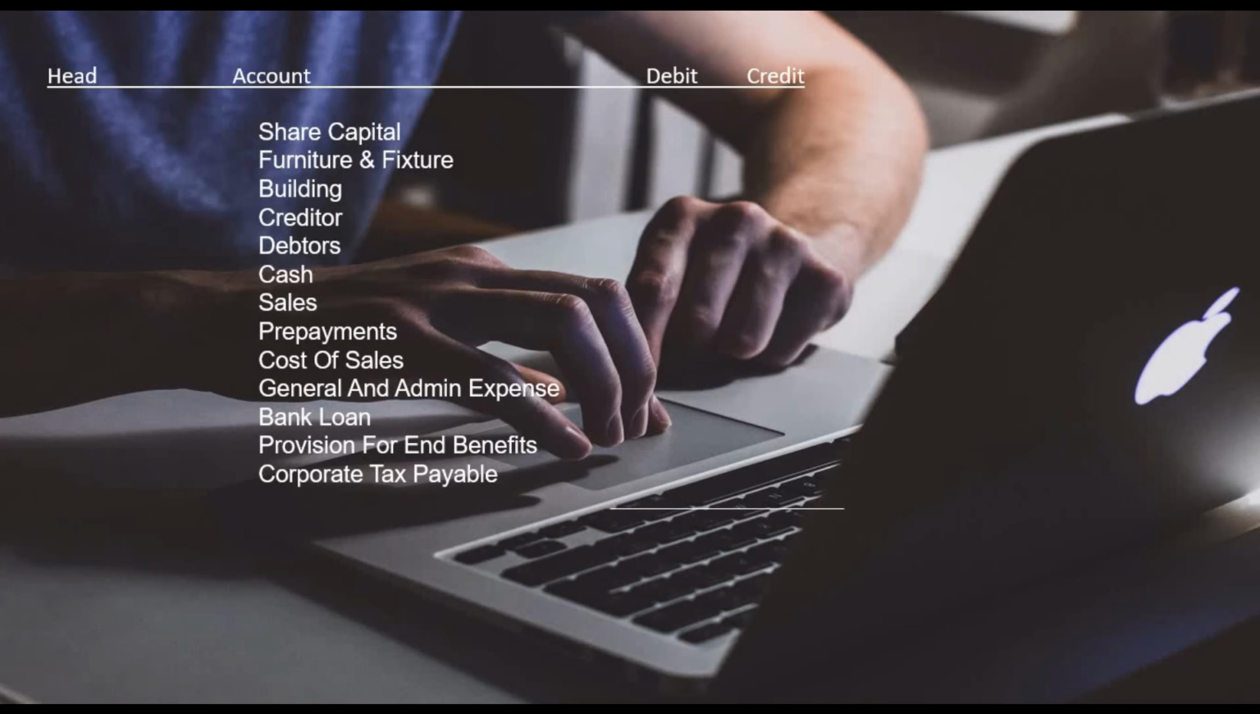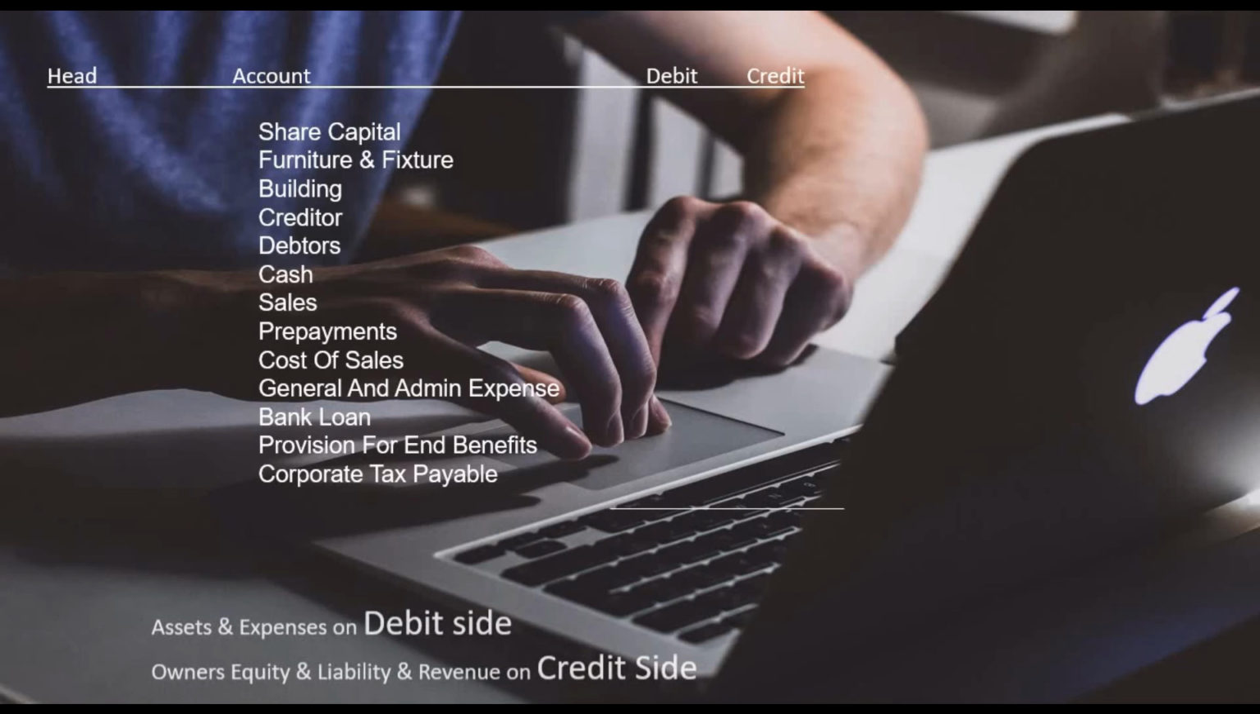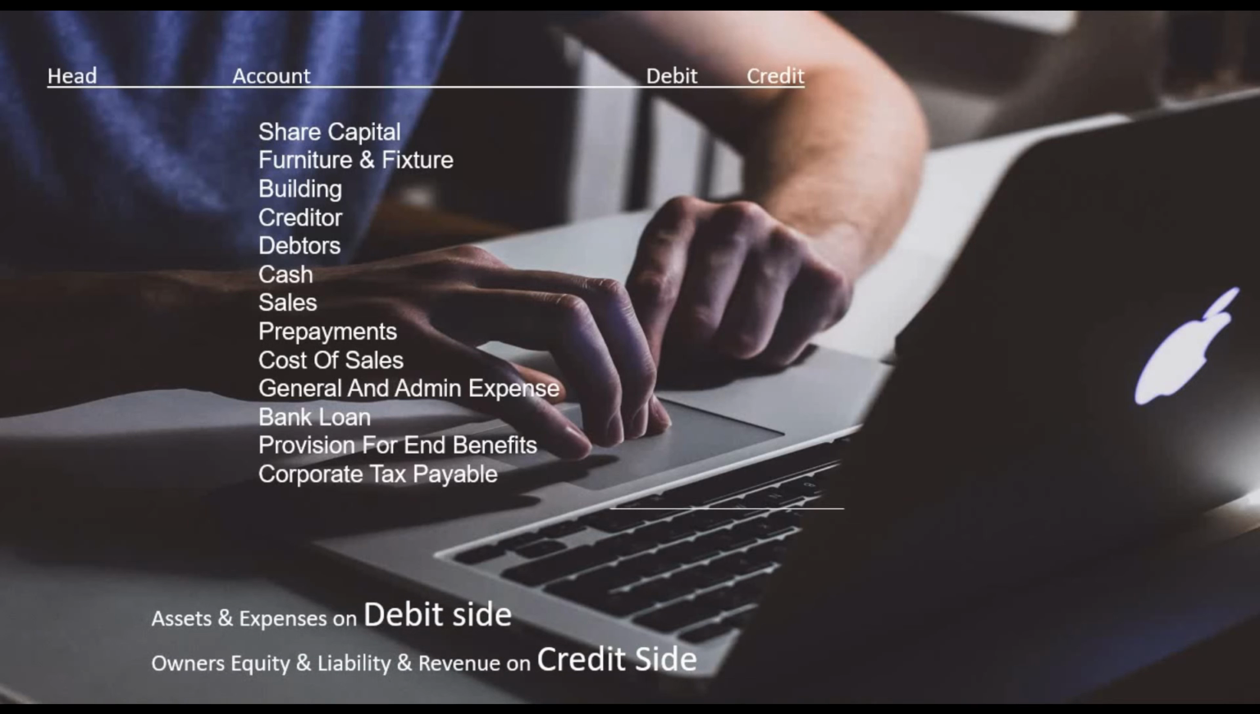Have any omissions or errors happened? We have to keep one thing in mind. Usually, the assets and expenses accounts are on the debit side. The closing balance would be on the debit side. And the owner's equity, liability and revenue are on the credit side. We have to keep this in mind. So we check whether this is correct or not.